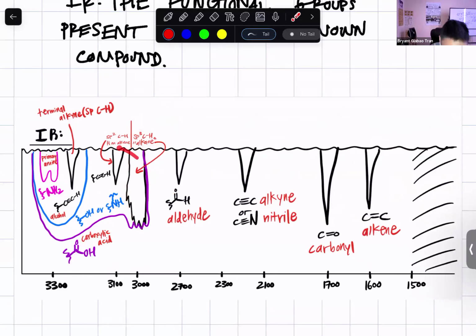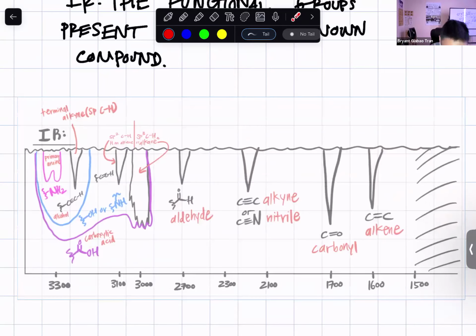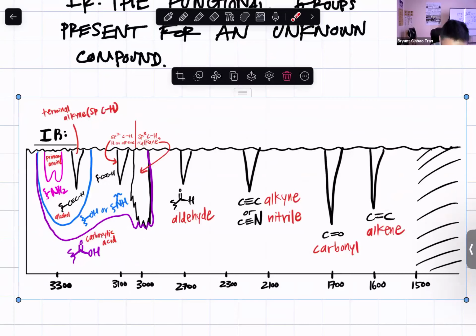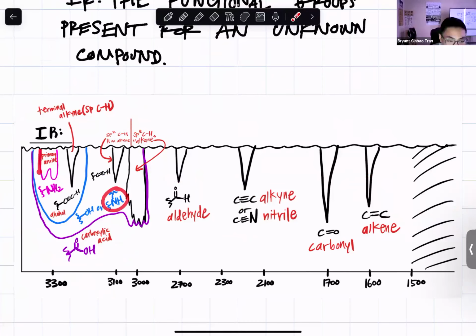Now let's go into the 3000s. If you see a big peak at 3300, it's not sharp like this, that could either be an alcohol, O-H, or a secondary amine, right? But this amine is attached to two other R groups, right? If you see a fang-like looking structure here, then that's going to show you a primary amine, meaning that you have an amine that's attached to one other R group, like that.